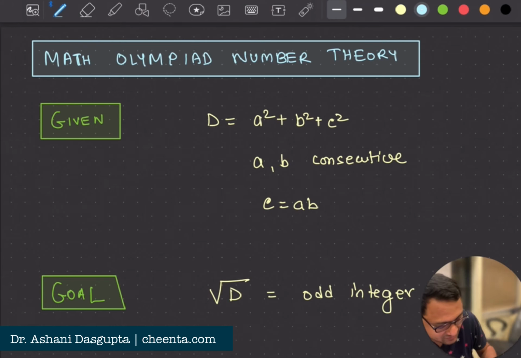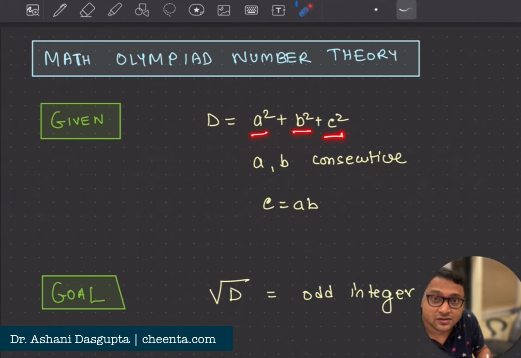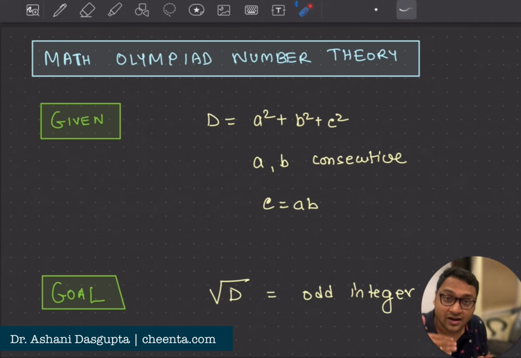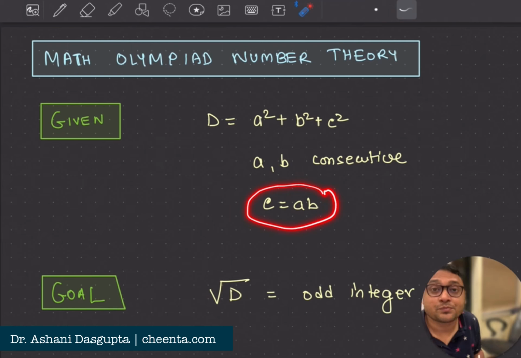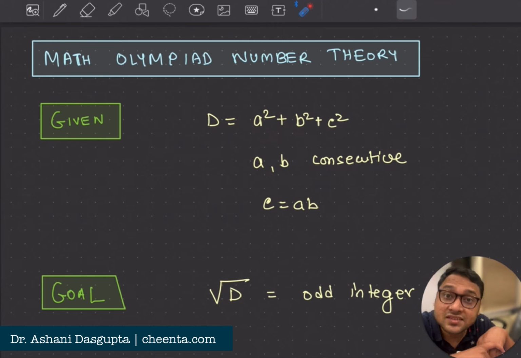It says that there is a number d such that d is equal to a square plus b square plus c square. So the number d is a sum of three squares, and everything is an integer. Moreover, a and b are said to be consecutive integers, so they are coming one after another. Finally, the number c is the product of a and b. So a, b are consecutive, c is equal to ab, and d is equal to a squared plus b squared plus c squared.